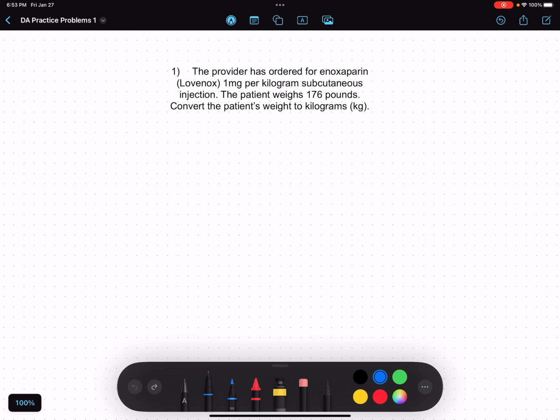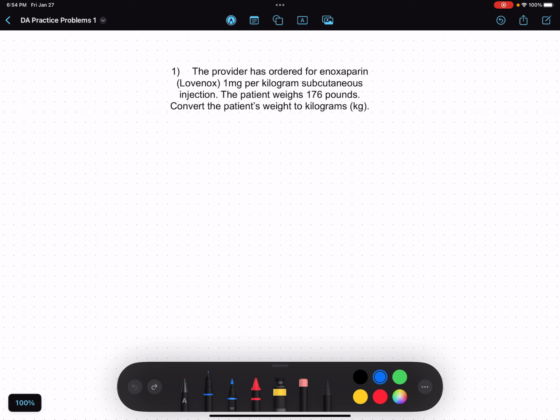So question number 1, the provider has ordered for enoxaparin, which is Lovenox, 1 milligram per kilogram subcutaneous injection. The patient weighs 176 pounds. Convert the patient's weight to kilograms. All right, so we have a ton of information in this question. First of all, we have a medication, we have a weight, we have a dose, we have an injection style/type, route of entry, all that stuff. Then we get a patient weight in pounds, and the question's asking us to convert the weight to kilograms.